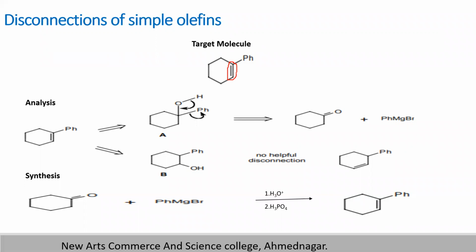The next question that you have to ask to the target molecule is: is this double bond present inside the ring or is it not a part of the ring? Here the answer is yes, it is a part of a ring, or it is present inside the ring. Whenever the double bond is present inside the ring, then the best retro reaction is the retro dehydration reaction. So what is a dehydration reaction?